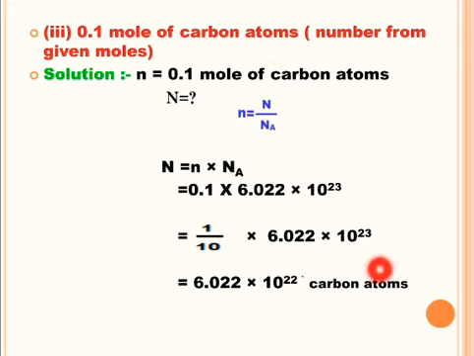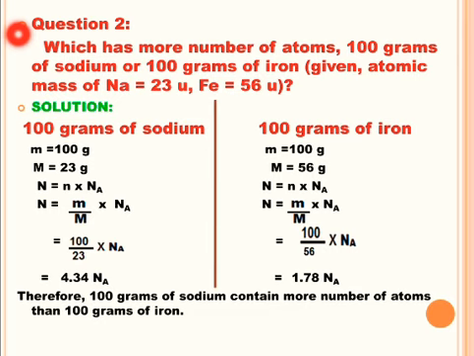Right. Now let's see question number 2 given as blueprint question on page number 42. Which has more number of atoms, 100 grams of sodium or 100 grams of iron? Given is atomic mass of sodium, that is Na, is equal to 23 unified mass U, and atomic mass of iron Fe is equal to 56 U. So let's find out the solution of this numerical.